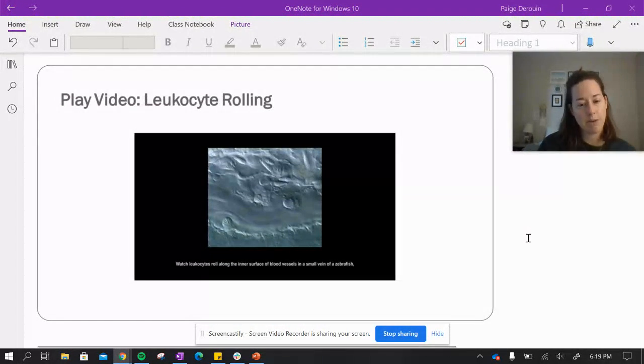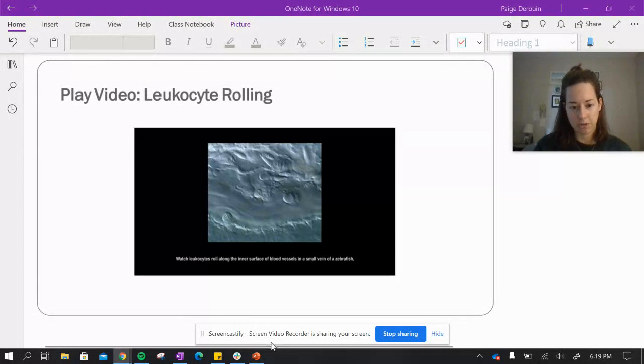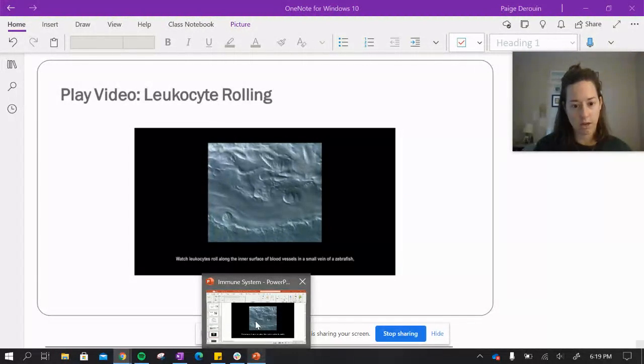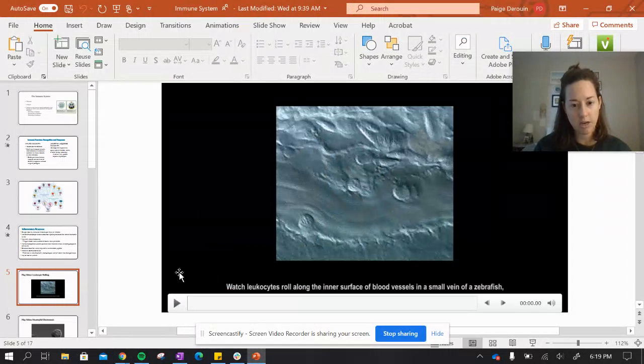All right, so now I want to show you a couple videos. I can't show them on OneNote, so I'm going to switch to PowerPoint and show them on here. This one is a leukocyte that is rolling on the inside of the blood vessel, and you can see that it is a lot bigger than the red blood cells that are rolling. The red blood cells are moving so fast that they just look like blurs. You can't really even see them, but you will be able to see the leukocytes, which are white blood cells. Here we go.